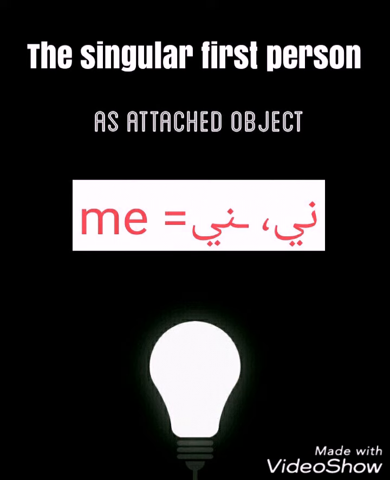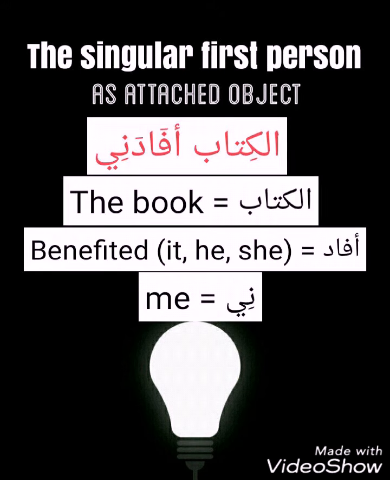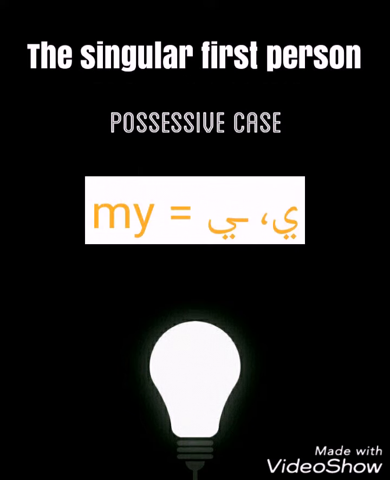Then we have the attached pronoun at the position of the object, and it's ني. For example, الكتاب أفادني. In the possessive case, we have my as يا.